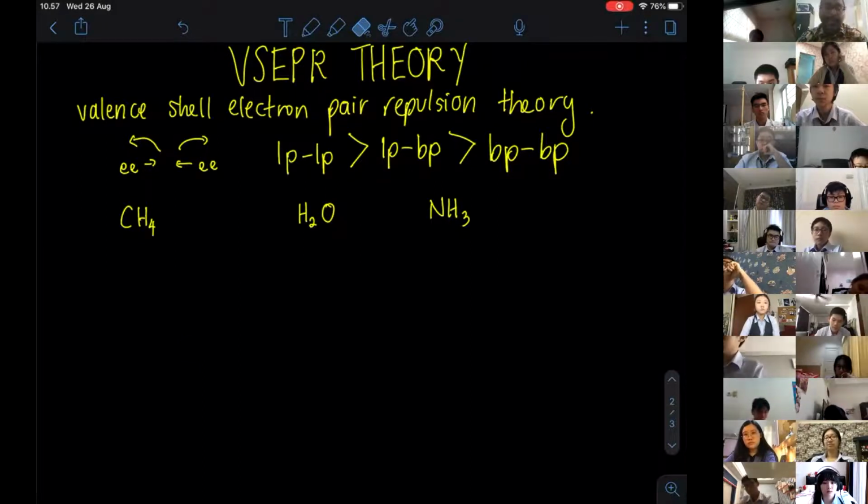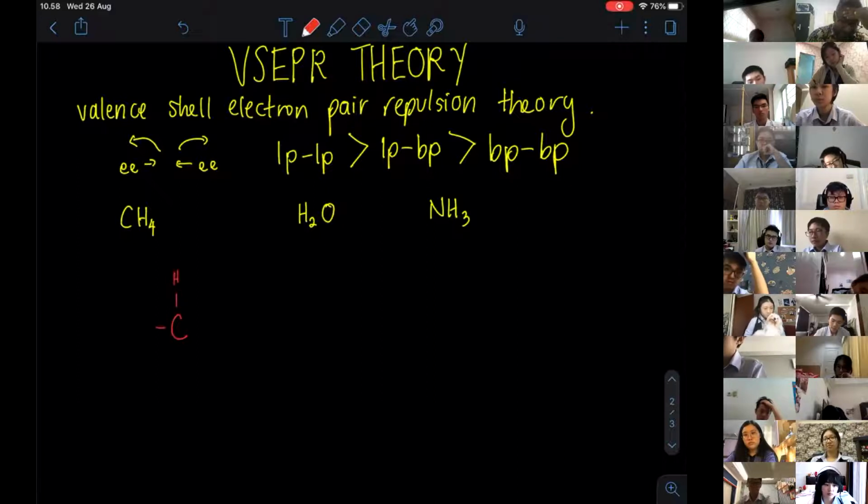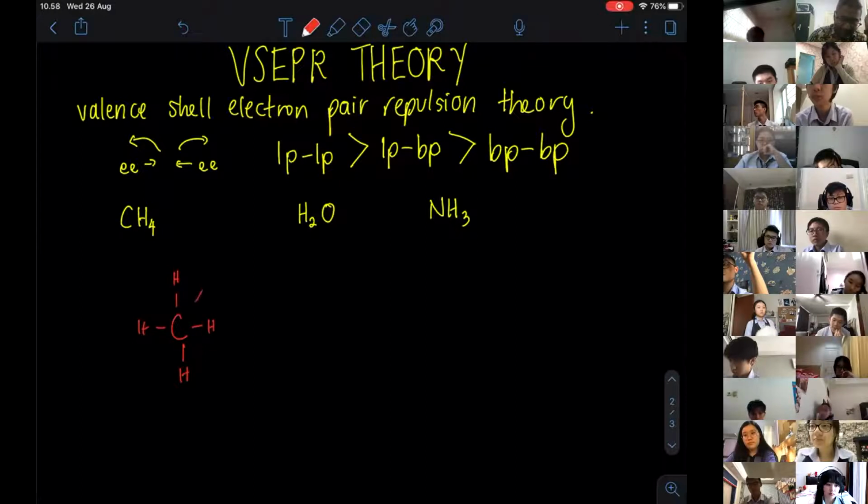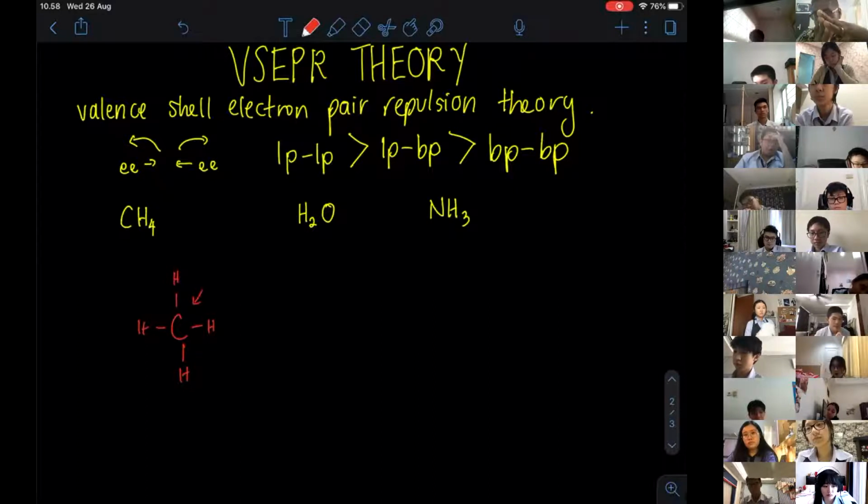Now, if we have CH4, normally we draw CH4 like this, but this is not how it is arranged in space. This is not the actual arrangement of carbon and hydrogen. Why? If you look at it just like this, what do you expect the bond angle to be? Even from this diagram itself, what do you think the bond angle is? I'm not sure, sir.